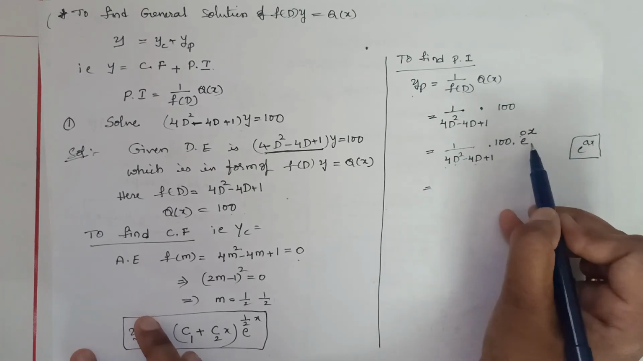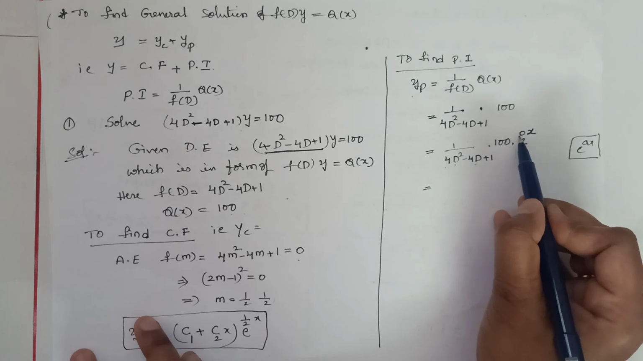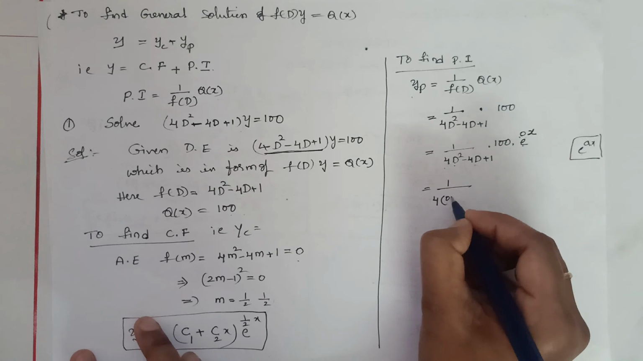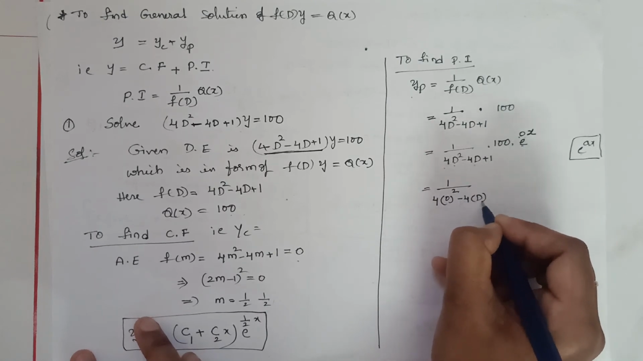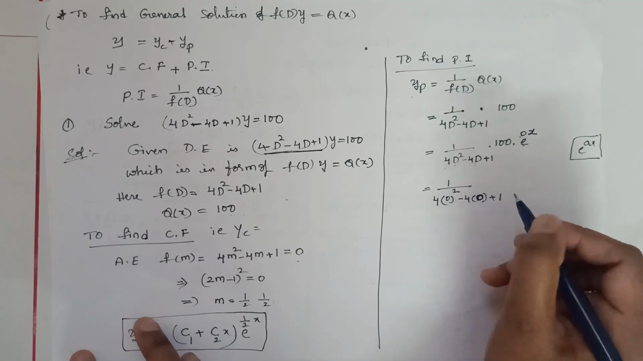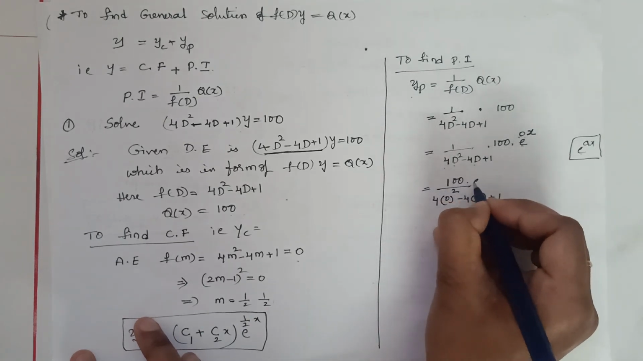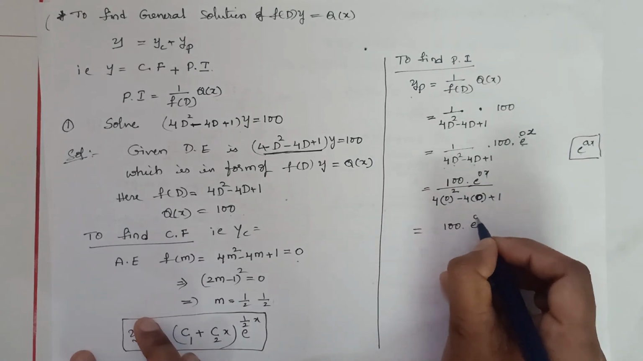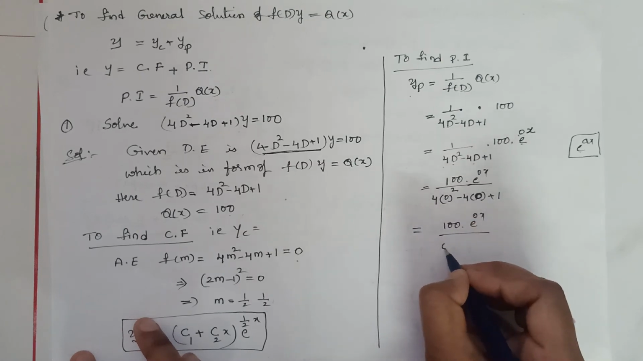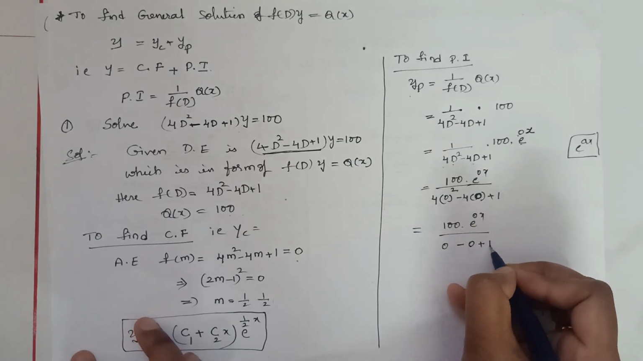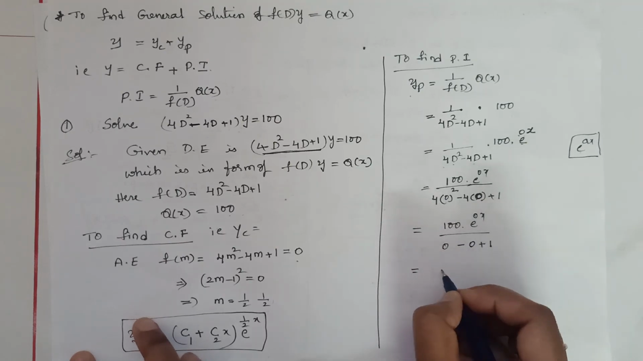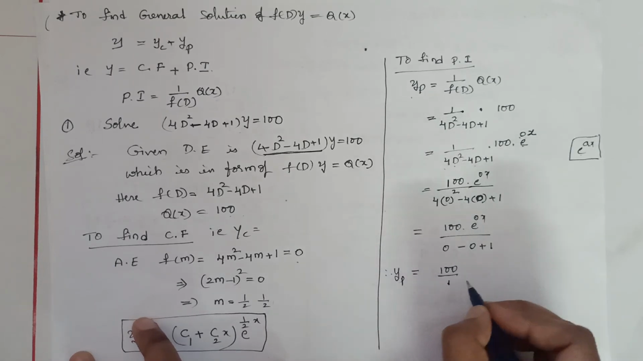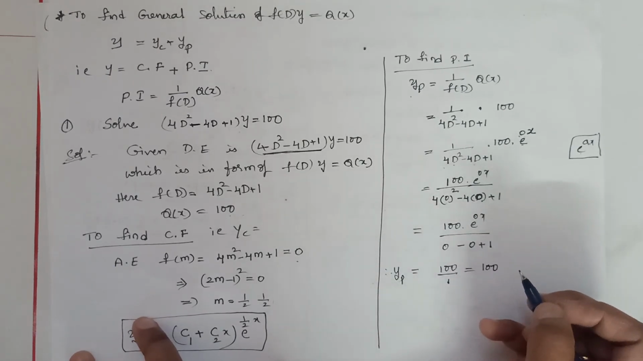Here it is in the form of e^(ax), so a is 0. By substituting D as 0, we get 1/(4·0² − 4·0 + 1) times 100e^(0x). This is equal to 100e^(0x) divided by 0 minus 0 plus 1, which is equal to 100/1. Therefore, the particular integral yp is 100.